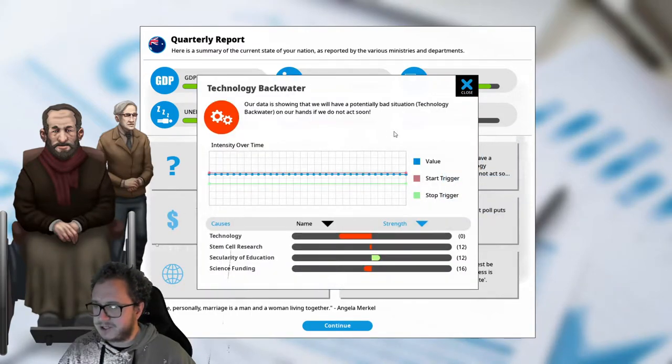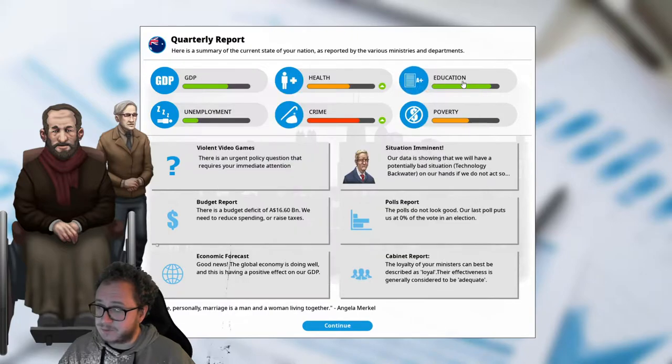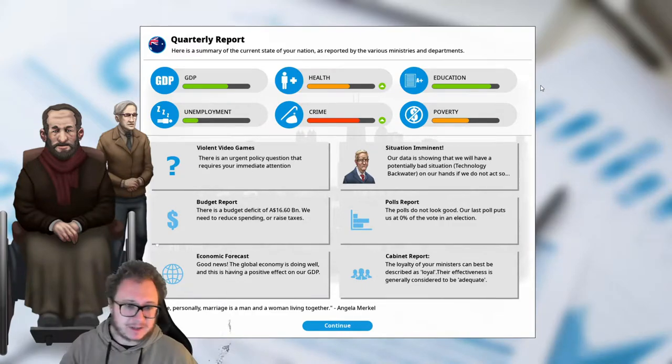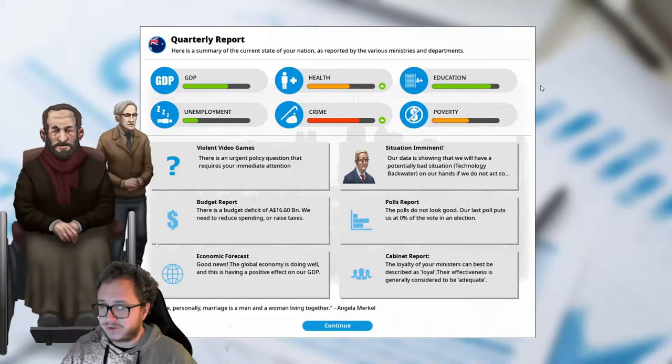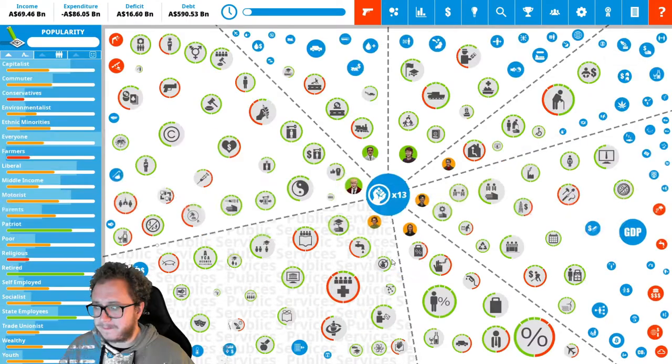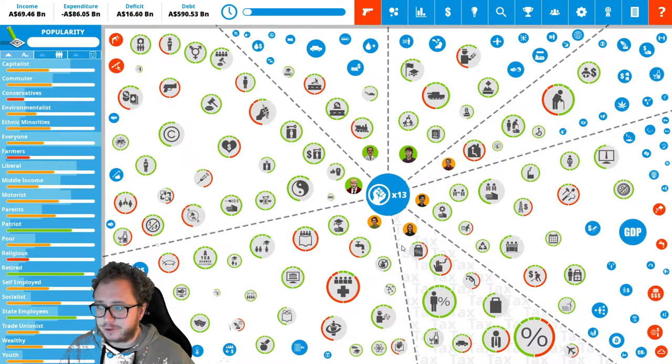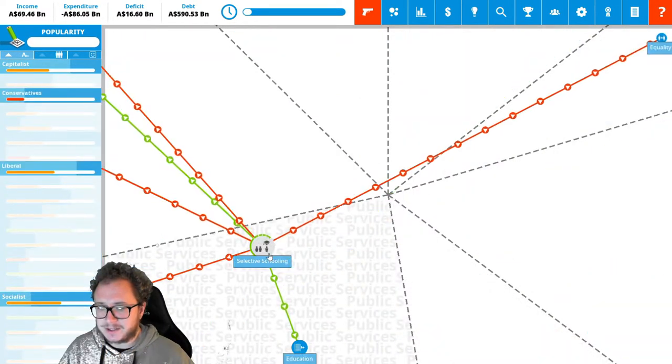So we are potentially in a bad situation, a technology backwater. And to be honest, this is a serious issue that is currently in Australia as well. Very little science funding, very slow internet speed by the standards of first world countries, etc. So we need to make a big focus on technology and education as well to increase this.